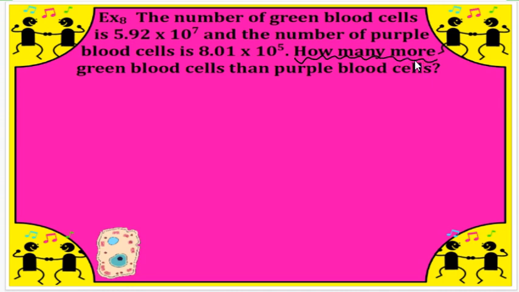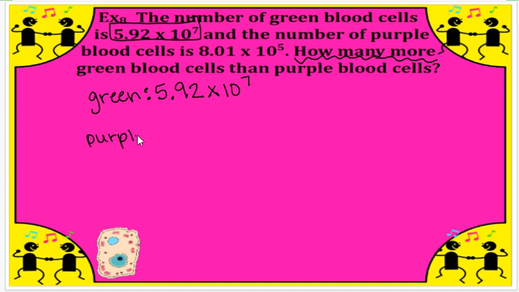So what are the two values that we're going to need? Well, we're first going to need the number of green, which is 5.92 times 10 to the 7th. And I'm going to need the number of purple, which is 8.01 times 10 to the 5th.